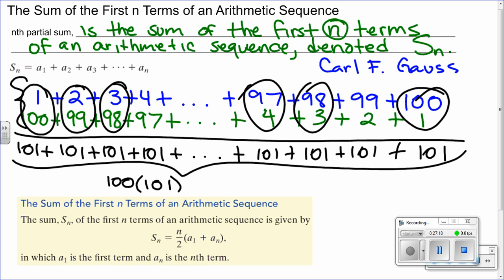Twice. So then we have twice as much, right? So then we need to divide by 2. Exactly. And so that's how he found the first 100.